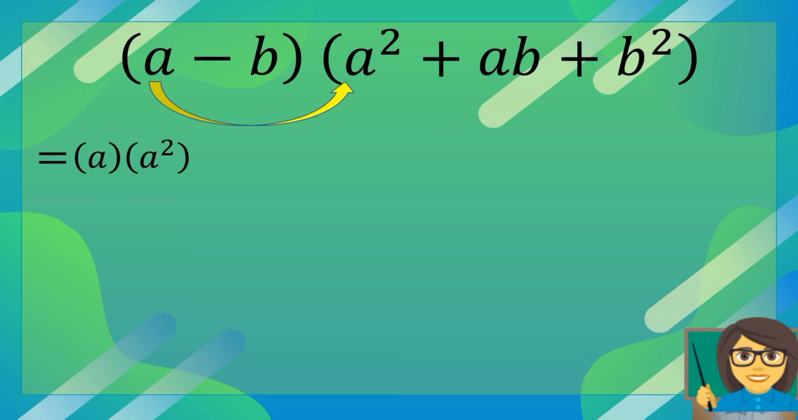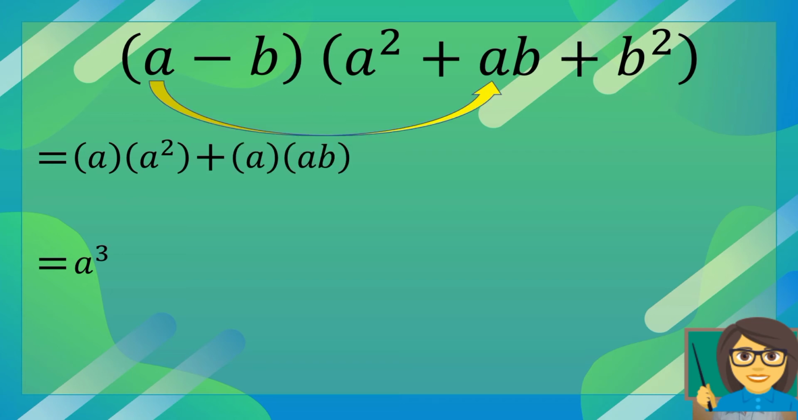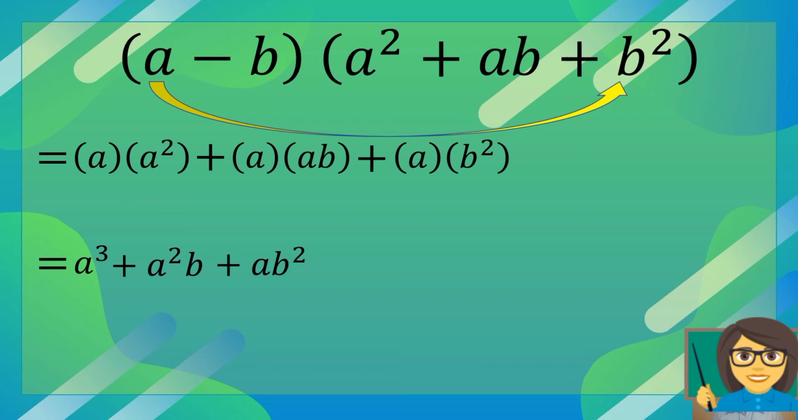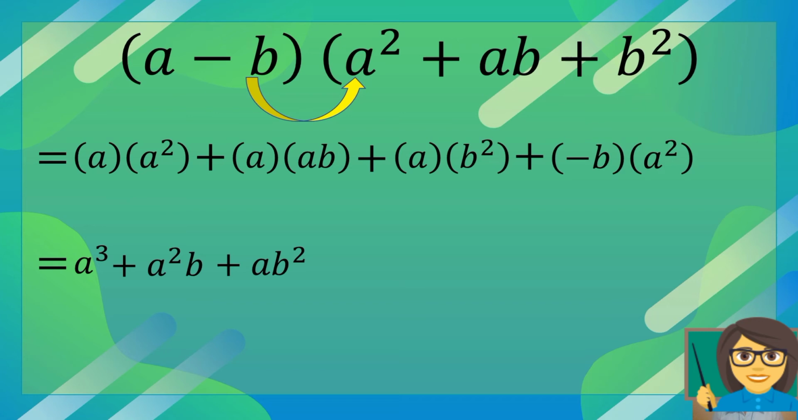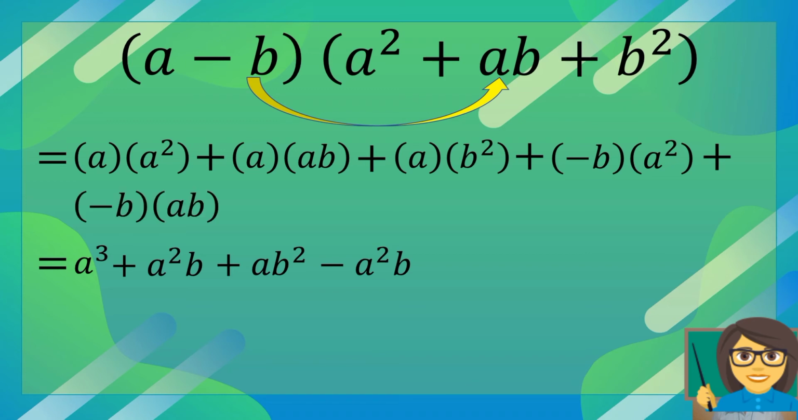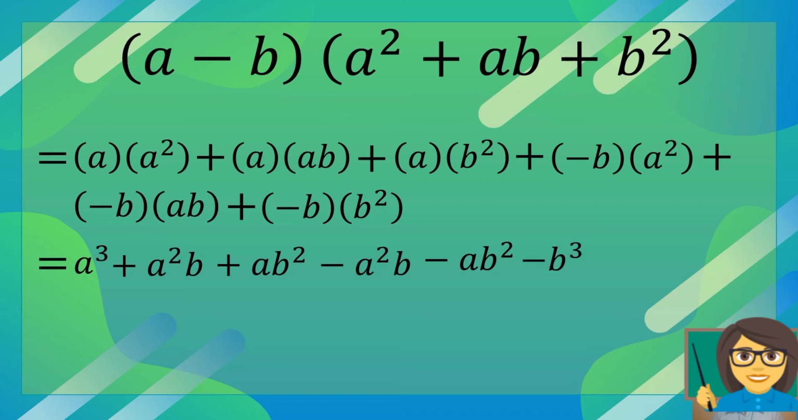A times a squared is equal to positive a cubed. A times ab is equal to positive a squared b. A times b squared is equal to positive ab squared. Negative b times positive a squared is equal to negative a squared b. Negative b times positive ab is equal to negative ab squared. And negative b times positive b squared is equal to negative b cubed.